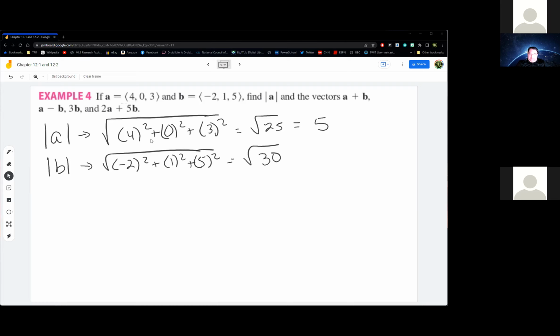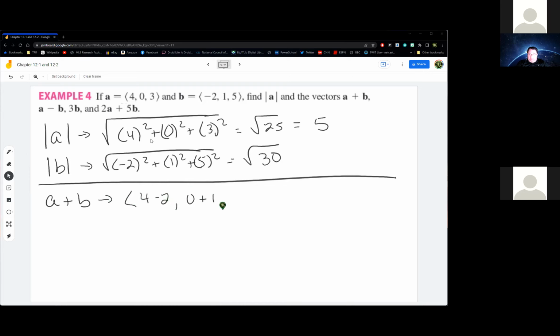All right, next piece. They want us to do A plus B. So this is adding those two vectors together. So we're going to do 4 plus -2, so 4 minus 2, 0 plus 1, and then 3 plus 5. So that is 2, 1, 8. And when we're looking at this, in essence, what we're doing is this.